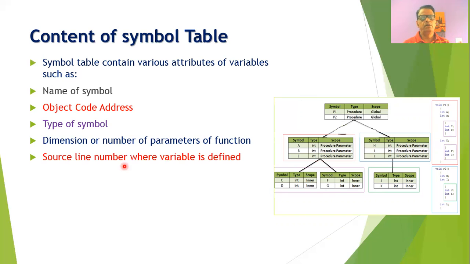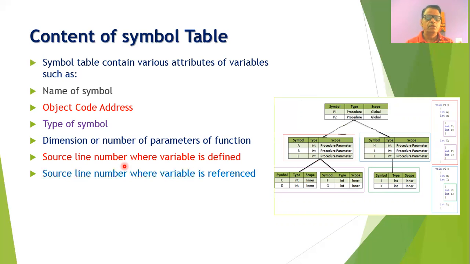The symbol table will also consist of the source line number where the variable is defined, so that the compiler can keep track of the variable name. The source line number where the variable is referenced is also contained in the symbol table.